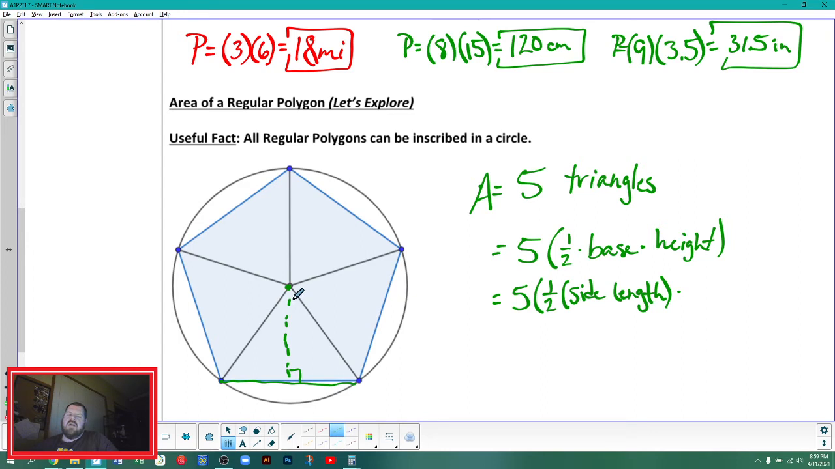Well, this is where that other definition comes into play. I'm so glad I can talk today. This line right here, this height, is the apothem. Okay, so that line is the apothem.